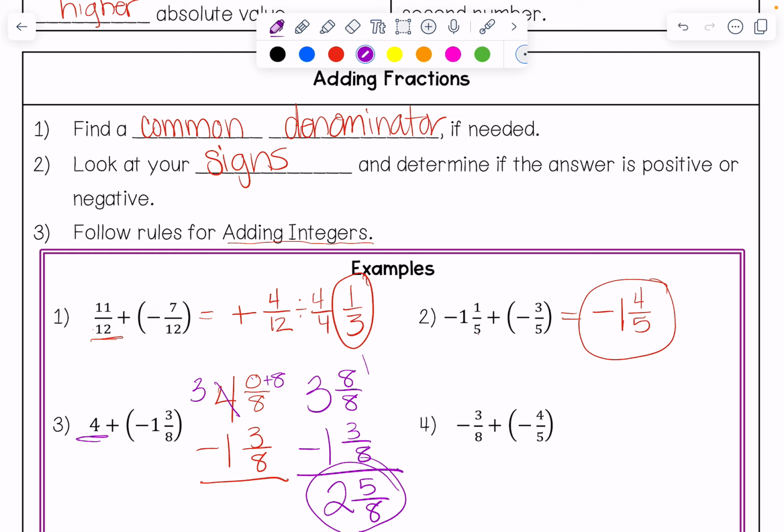And then on number 4, we have different denominators. So our first step is going to be to find that common denominator, which here could be 40. 8 times 5 gives me 40, so we're going to multiply 3 times 5. So negative 3/8 becomes negative 15/40. 5 times 8 gives me 40, so 4 times 8 is 32, so this is negative 32/40. Negative 15/40 plus negative 32/40 is going to be negative 47/40. And then I can rewrite that as negative 1 and 7/40.